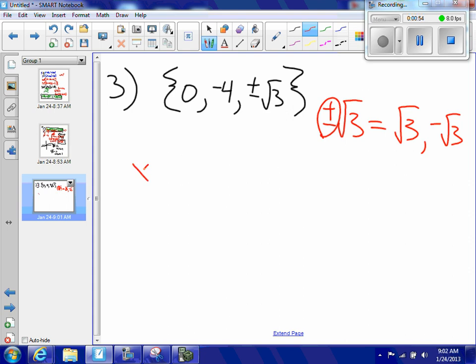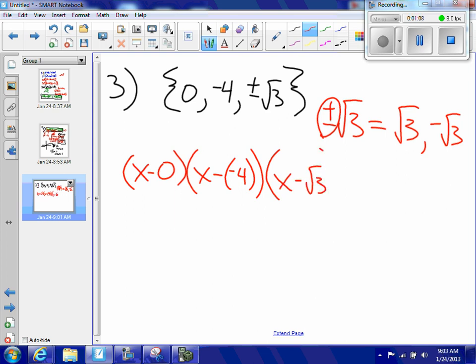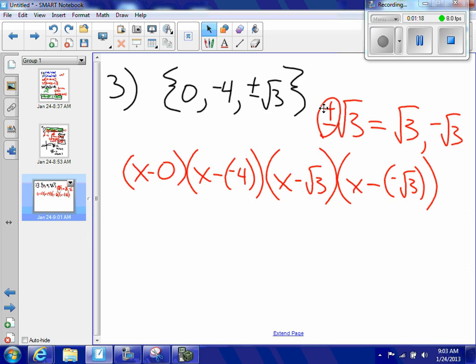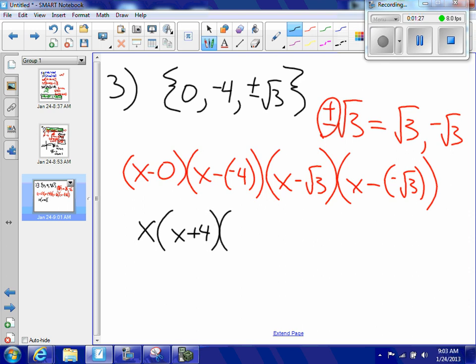So I'm going to go x minus 0, that's one factor, or x plus 0, whatever you prefer. x minus -4, x minus radical 3, and x minus negative radical 3. Again, kind of taking my time. Now I can simplify them. So I'm going to have x, because I don't really need the 0, times x plus 4 times x minus radical 3 times x plus radical 3.